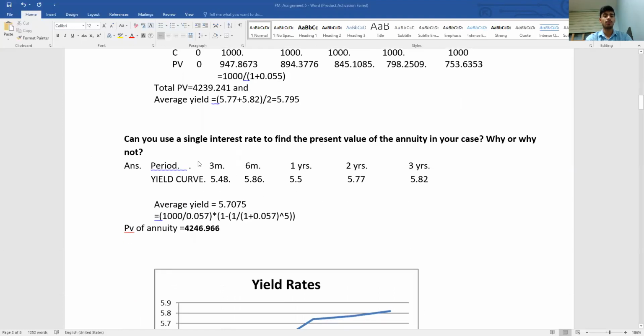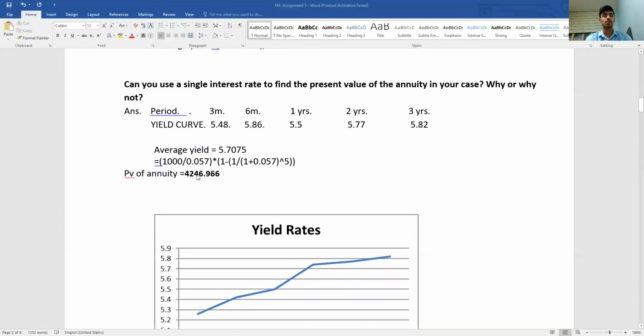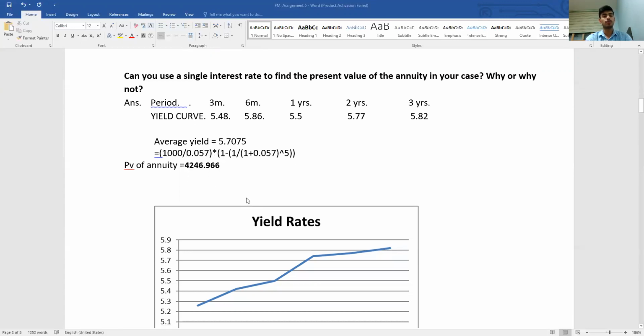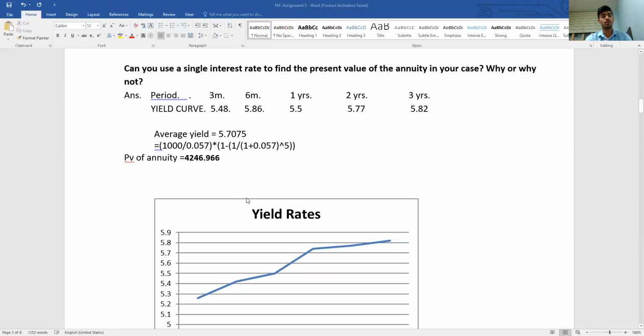Average yield is 5.795, and so 1000 divided by 0.057, 1 minus 1 divided by this, and the present value of the annuity is 4246.96. This is the yield rate, increasing like that.